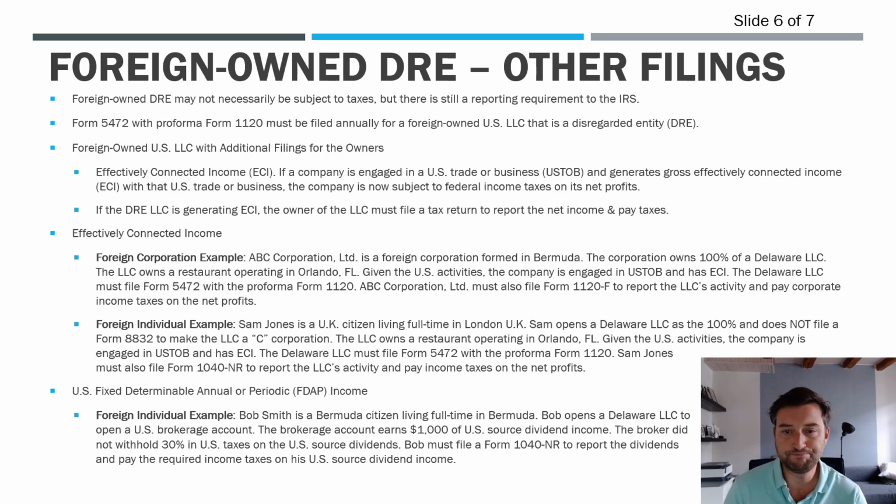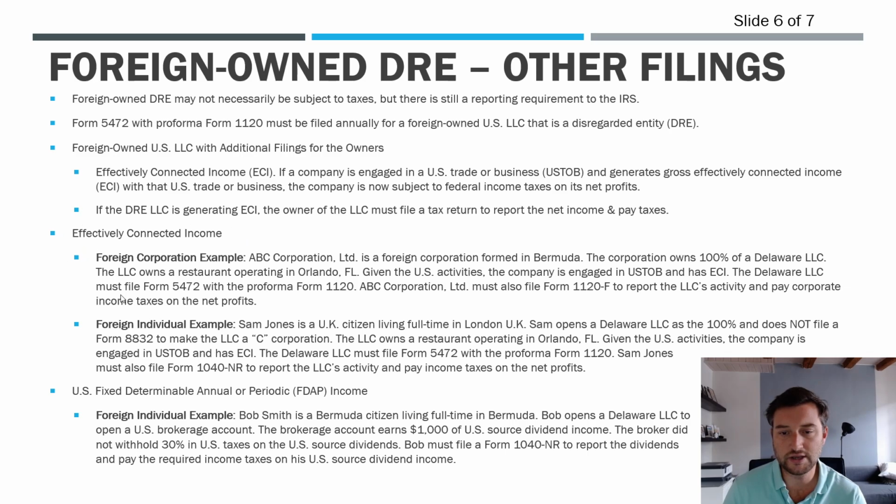The second one is if the owner, I've got it listed down here with the FDAP income, but I'll touch on it before we get into the examples. But if you have a U.S. LLC that, let's say, has a brokerage account and it has some dividend income coming through that wasn't properly subject to withholding taxes, now the owner has to file a return to report that FDAP income and pay the appropriate income tax on that U.S. source income. So let's look at some examples here.